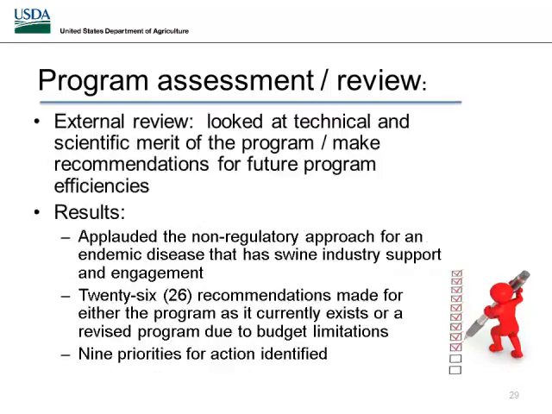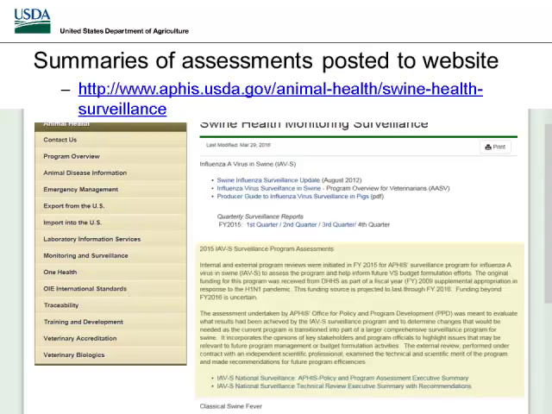We also did an external review that looked at the technical and scientific merit of the program, and it recommended a lot of efficiencies too, including 26 recommendations on the program as it is, and recommendations for a revised program due to budget limitations, and gave us 9 priorities for action. The summaries of these reviews are actually posted on that same website as before.